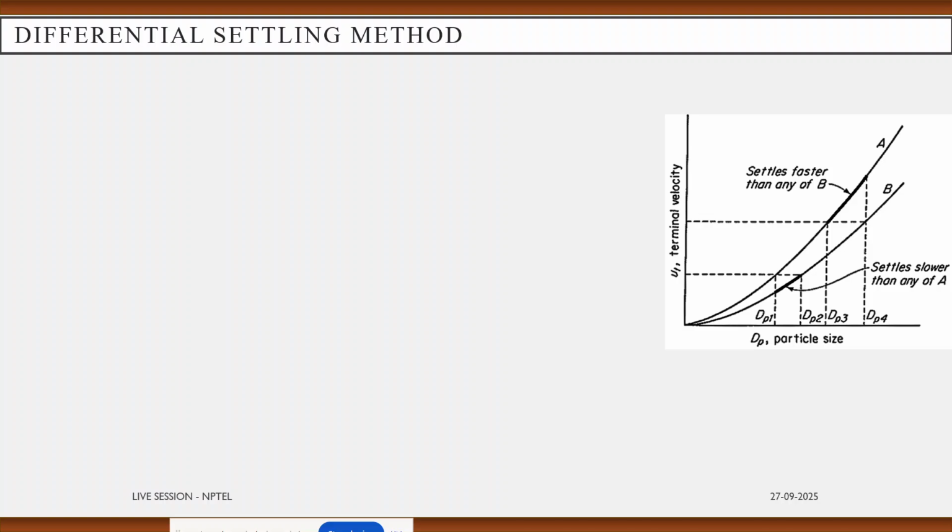So in the next process, that is the differential settling method, we can have these two materials, from where we will compare in which range this settling method can be effective, and we will operate the particle size of the feed in that range so that there will be clear-cut separation between particle A and particle B.